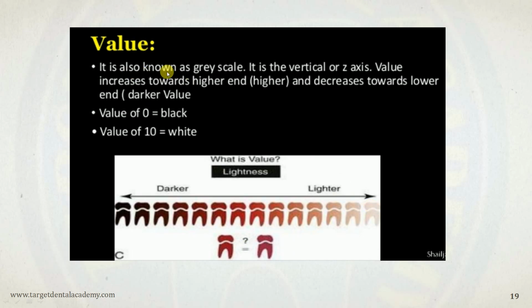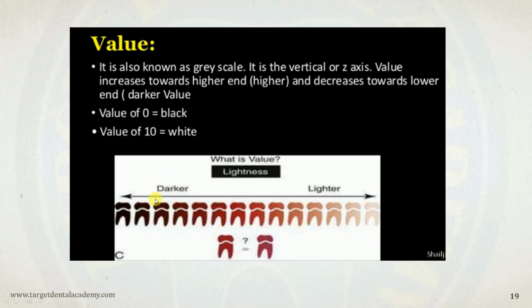Coming on to the value, it is also known as grayscale. It is vertical, or on a z-axis, value increases towards the higher end and decreases towards the lower end. It is also known as black and white. In this, an amount of black or white is added to color. For example, take red as an example: if you mix more white color in your red color, you get a lighter shade.